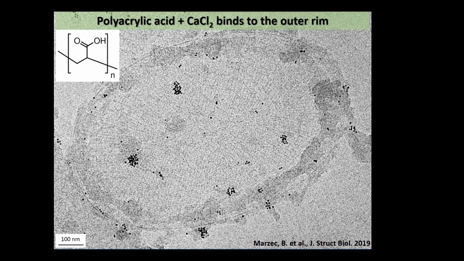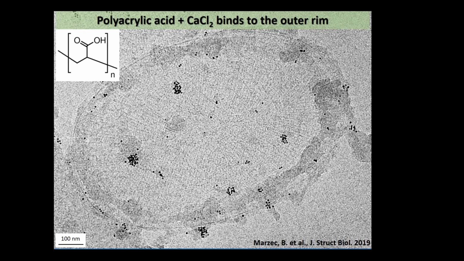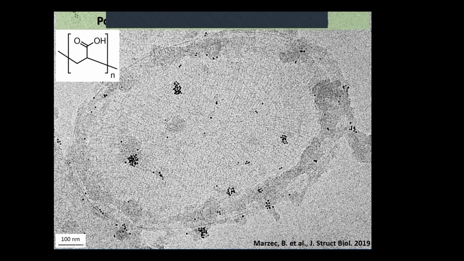That's how they complex calcium ions. We decided to check whether something very generic like polyacrylic acid would also target calcium ions to the base plate, and it turns out that it does. So this is a cryo-TEM image, and all that fuzzy material that we see around is a complex of polyacrylic acid and calcium ions that is binding to the rim of the base plate.